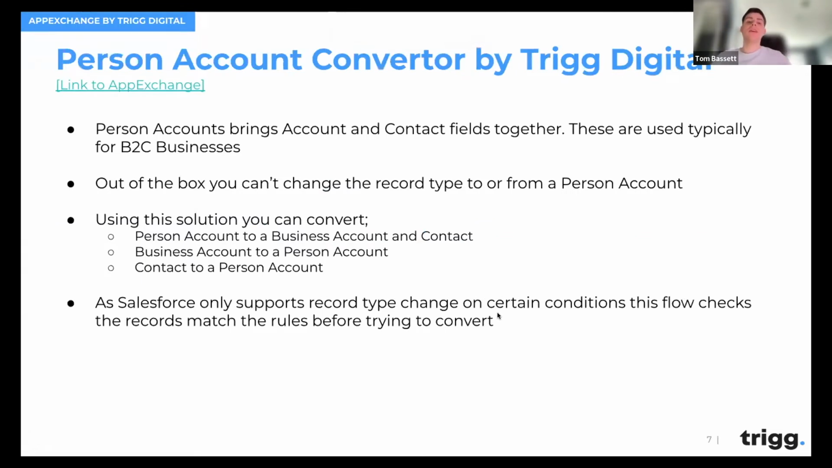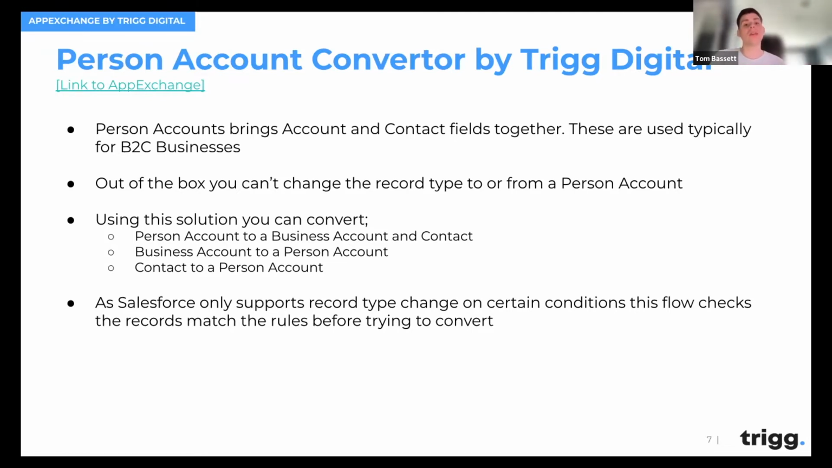Okay, so let's talk about the next one, and then I can show you how that one works. For those of you that might not have come across this, it's a specific use case for person accounts, but person accounts bring your account and contact objects together. So usually they're used by business to consumer businesses, and that's what B2C means. Ultimately, think of, for example, Tom. If Tom was in Salesforce and I'm an individual, then I would possibly be a person account rather than a business account. But if I was related to Trigg, then I would be a contact related to the Trigg account usually.